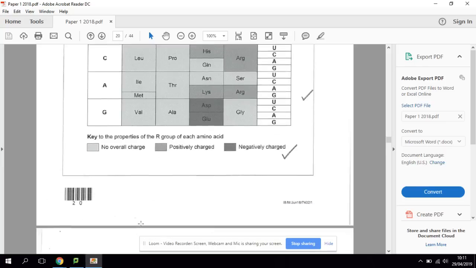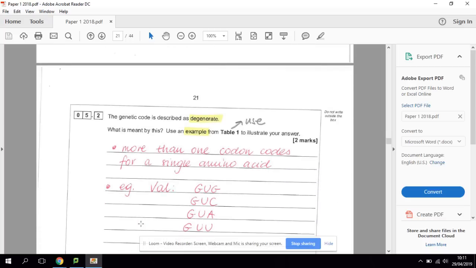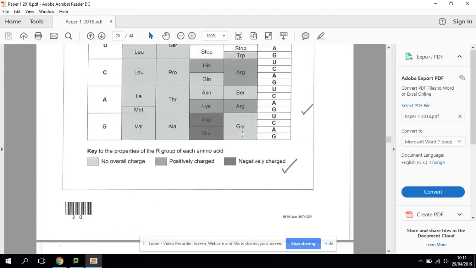The question here is asking you what is meant by degenerate genetic code, and use an example from table 1 to illustrate your answer. So you know that the second marking point is coming from just using the table. So the answer's definition: more than one codon codes for a single amino acid, and then using the example from the table. So I've got, for example, val amino acid, and those 4 different codons coding for it.